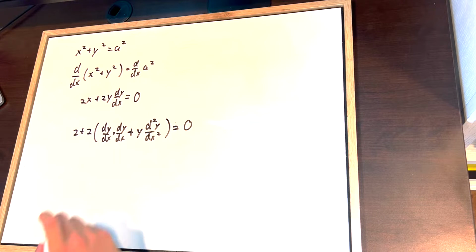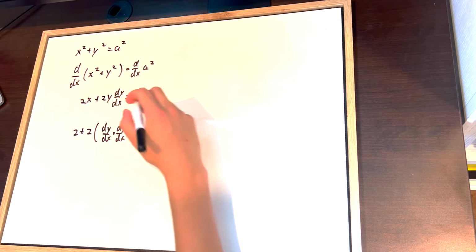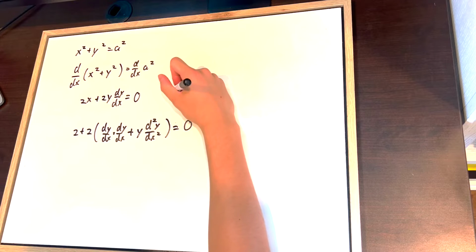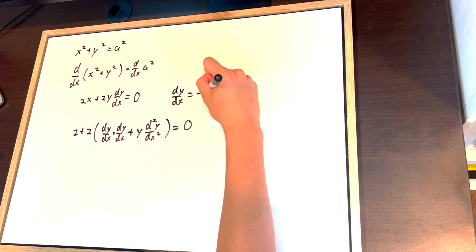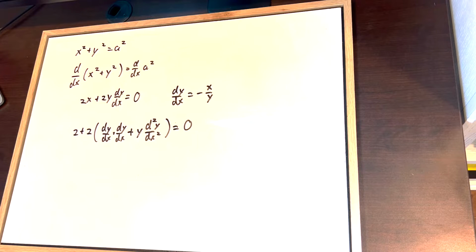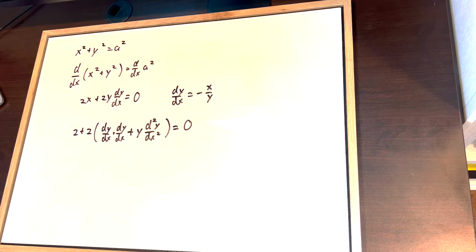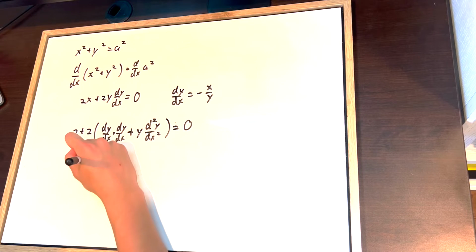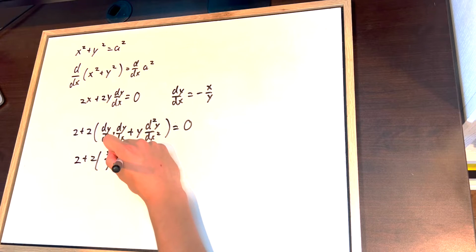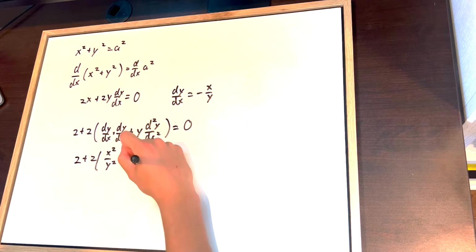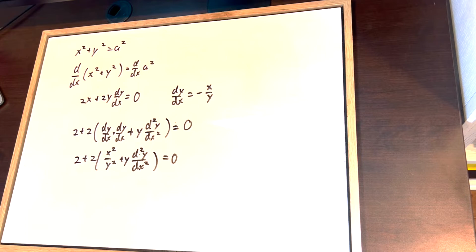Next, we have to figure out what dy dx is. So we can solve for dy dx using the top equation. From here, we can see that dy dx is simply equal to negative x over y. Finally, we can just plug in negative x over y here and solve. We get 2 plus 2 x squared over y squared, plus 2y d squared y over dx squared, all equal to 0.